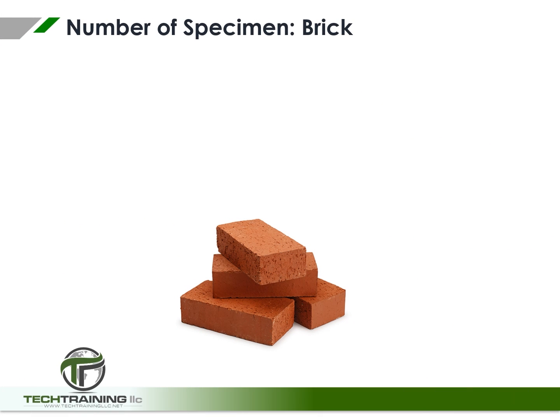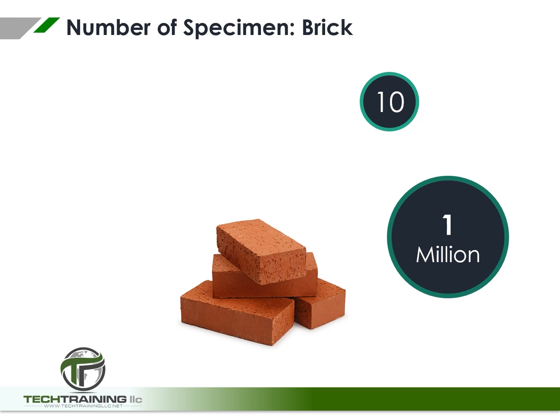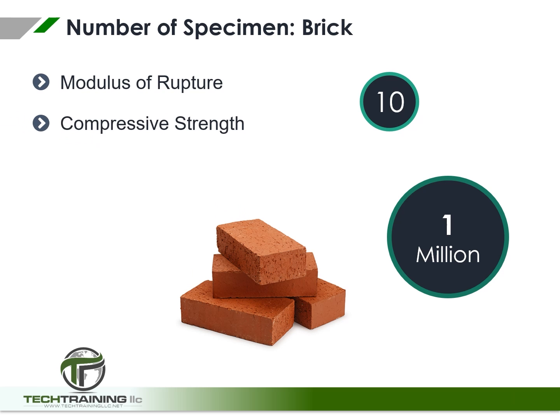When testing brick, at least 10 individual bricks shall be selected for lots of 1 million brick or any fraction thereof when testing modulus of rupture, compressive strength, abrasion resistance, and absorption. For larger lots, 5 additional bricks shall be selected from each additional 500,000 bricks or any fraction thereof. More specimens can be selected at the discretion of the purchaser or the purchaser's authorized agent.